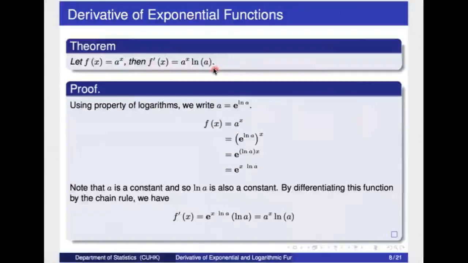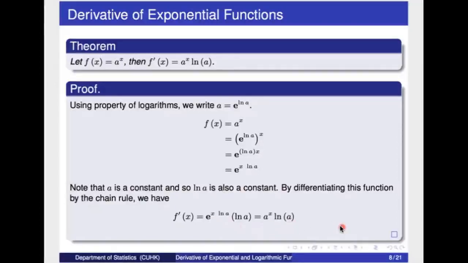The proof is as follows: using a property of logarithms, we write a equals e to the power of ln a, then f(x) equals a to the power of x equals e to the power of (ln a) to the power of x equals e to the power of x times ln a. Note that a is a constant and so ln a is also a constant. By differentiating this function by the chain rule, we have f prime of x equals e to the power of x times ln a, times ln a, equals a to the power of x times ln a.